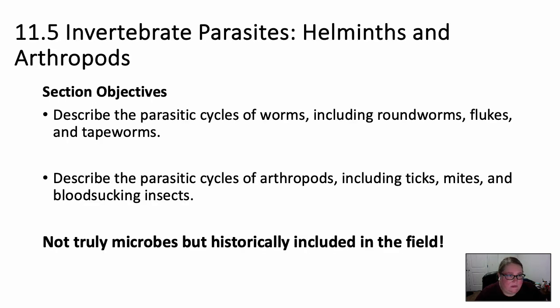Okay, so in chapter 11.5, we are going to talk all about the invertebrate parasites. So your section objectives include being able to describe the parasitic cycles of worms, including roundworms, flukes, and tapeworms. You need to be able to describe the parasitic cycles of arthropods, including ticks, mites, and the blood-sucking insects.